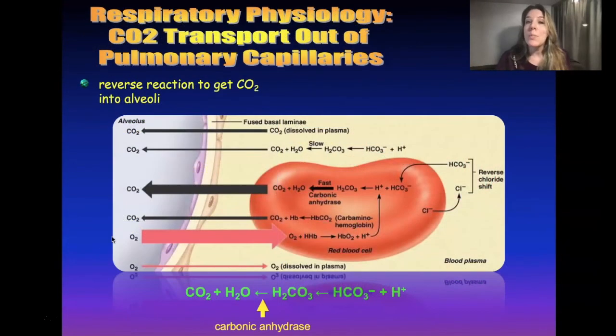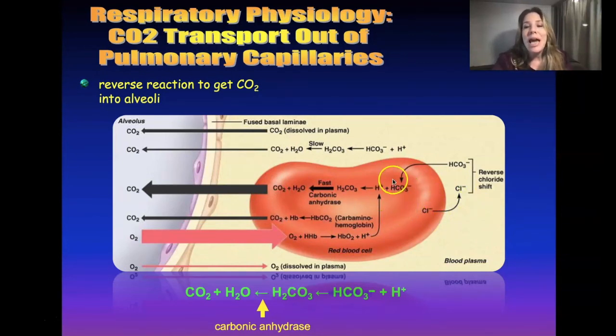Now, let's talk about what's, in a sense, the reverse of what we just saw of how to get carbon dioxide out of tissues into blood. Now let's talk about how to get the carbon dioxide from the blood in the pulmonary capillaries into the alveoli of the lungs. So it's basically the reverse reaction. We already have bicarbonate in the plasma now because that was done during the tissue gas exchange. And we have chloride ions already in the red blood cells from the chloride shift.